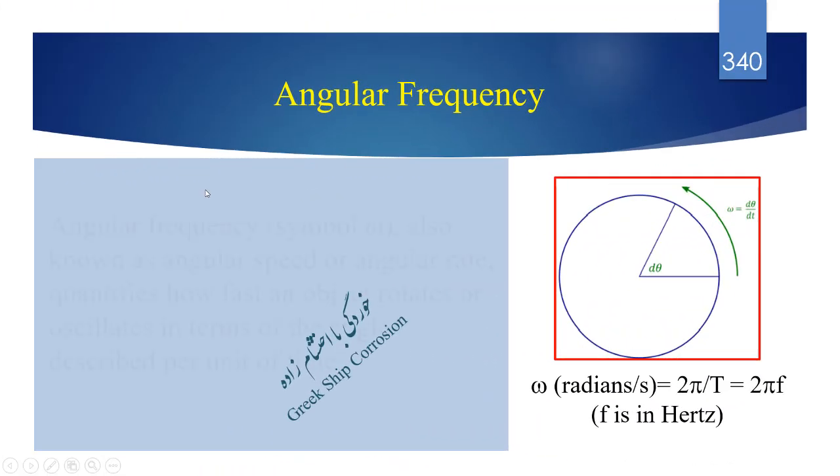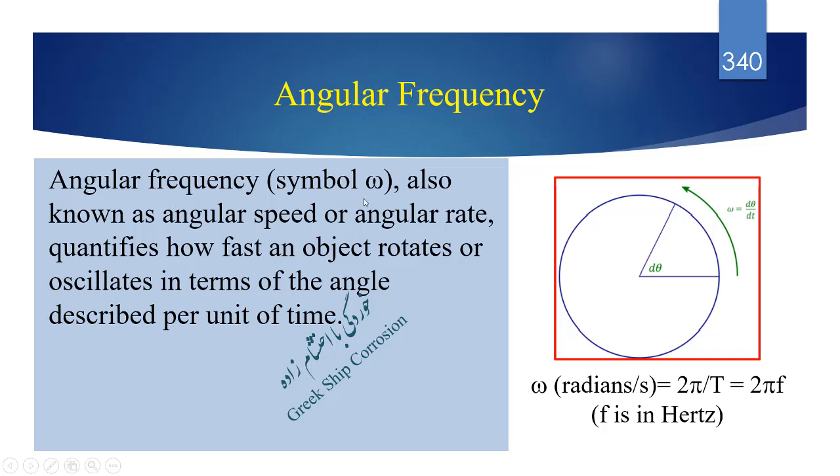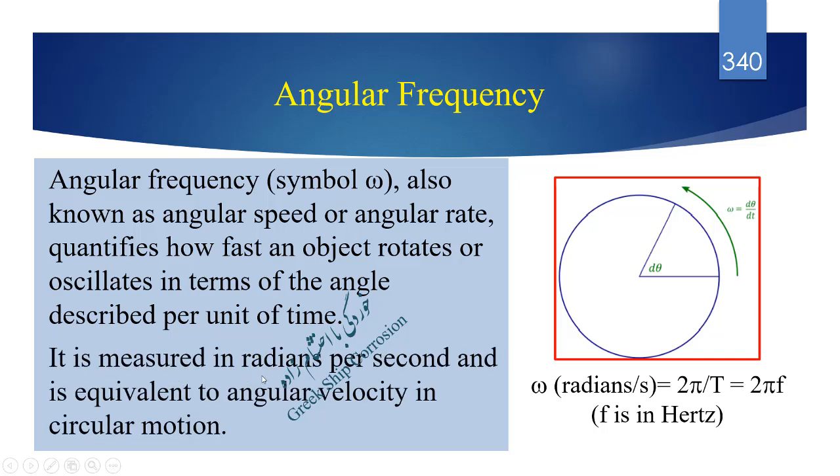Angular frequency. Angular frequency, symbol omega, also known as angular speed or angular rate, quantifies how fast an object rotates or oscillates in terms of the angle described per unit of time. Omega in radians per second is equal to 2 times pi over T, equals 2 times pi times f, where f is in hertz. It is measured in radians per second and is equivalent to angular velocity in circular motion.